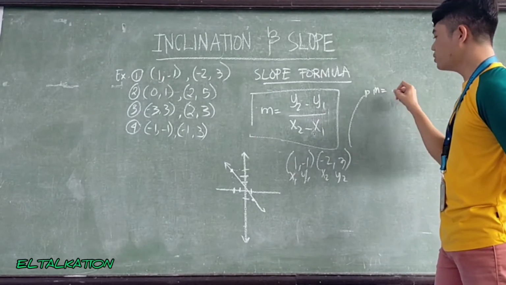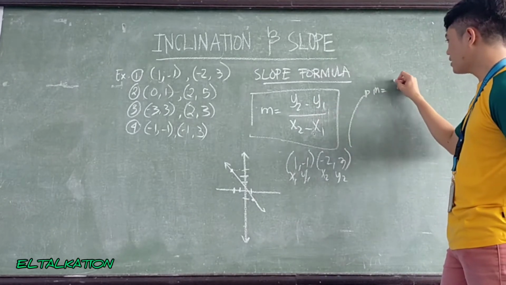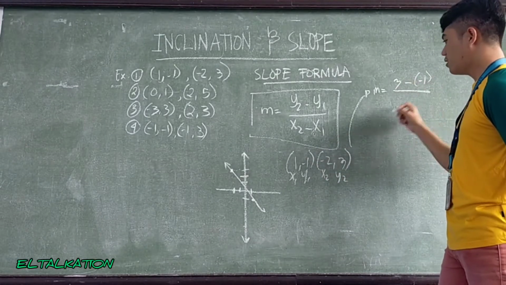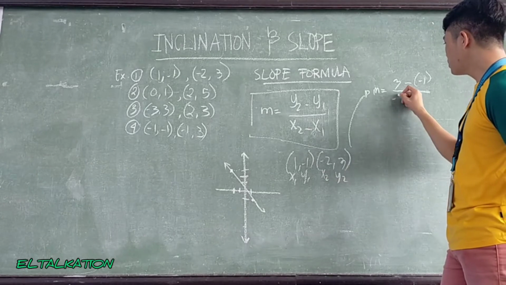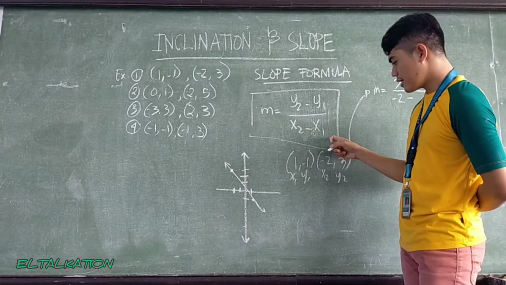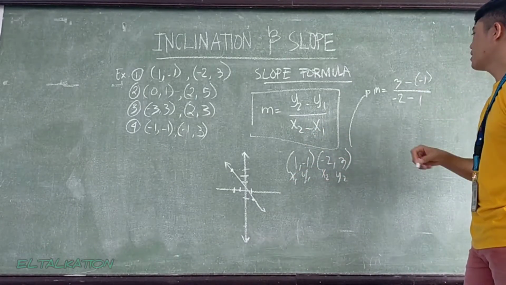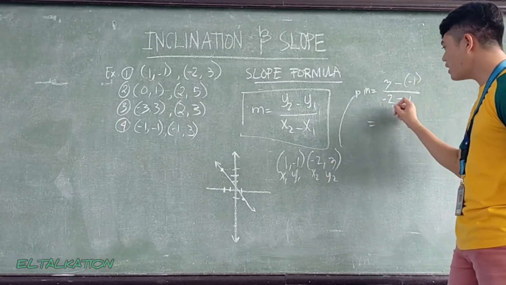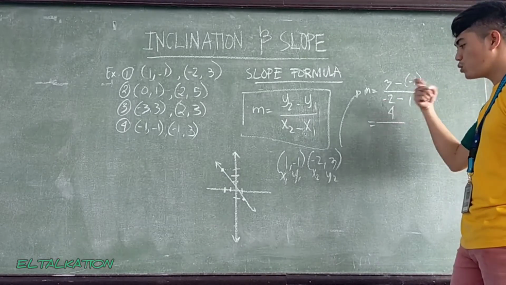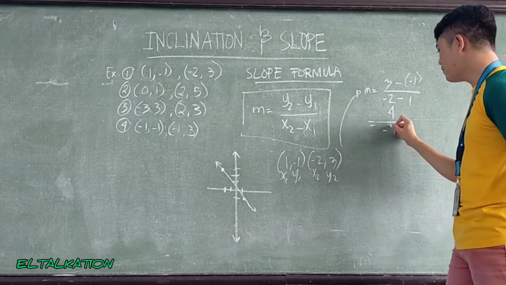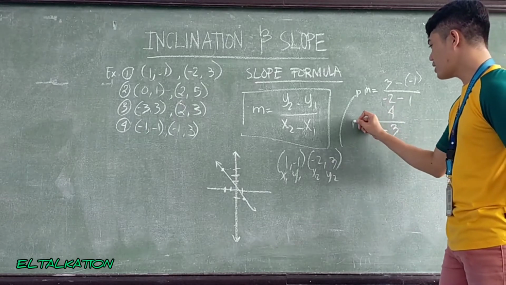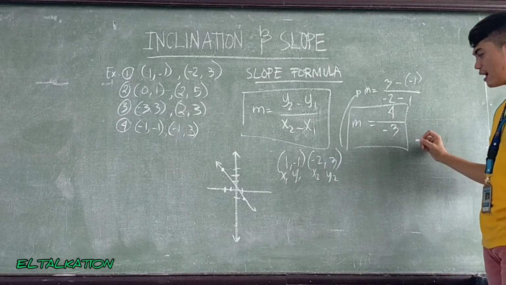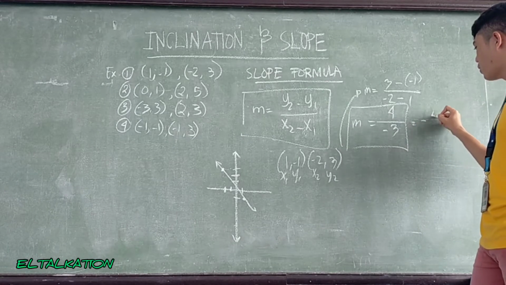M is equal to x sub 2, which is positive 3, minus negative 1, all over negative 2 minus x sub 1, which is positive 1. Okay, then simplify. 3 minus negative 1 is 4. That's correct. All over negative 2 minus 1 is negative 3. So, meaning to say, our slope is 4 over negative 3, or negative 4 over 3.